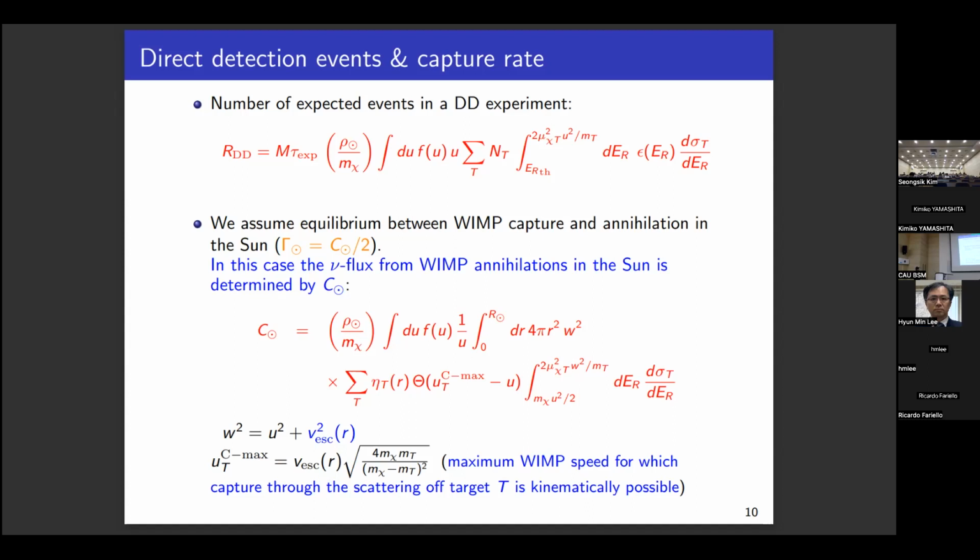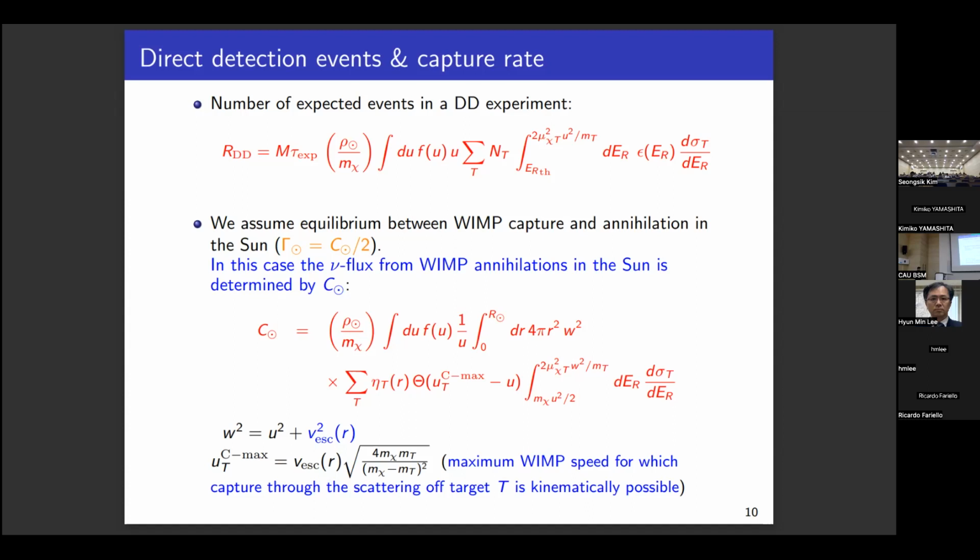And this W is the incoming WIMP speed in the sun, which is enhanced due to the larger gravitational pull of the sun, which is encoded in this local escape velocity term. There is an additional velocity cutoff, which is UC max, which is basically the maximum speed up to which capture is kinematically possible, beyond which it is not possible.